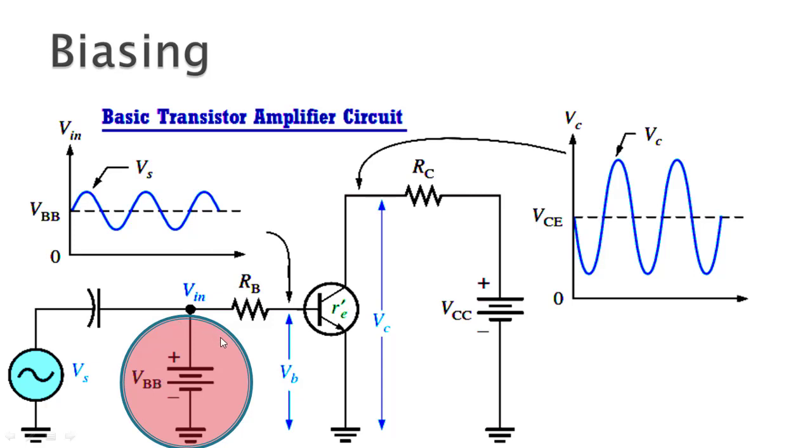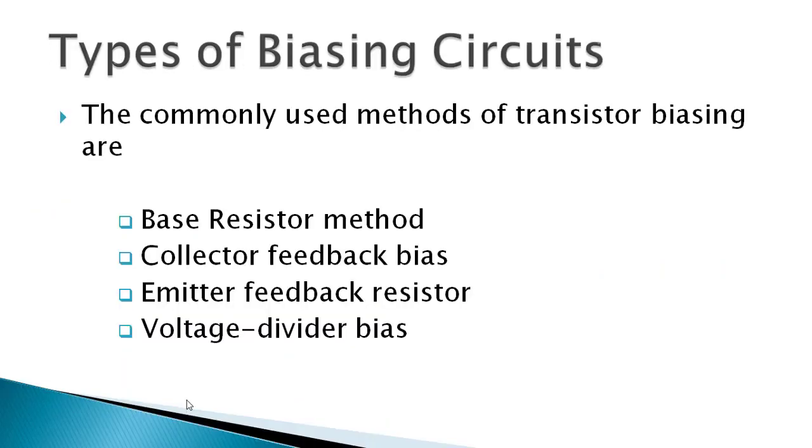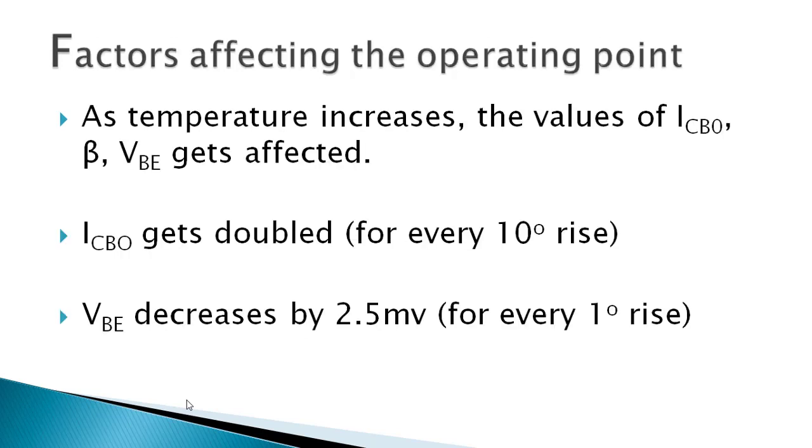So this round portion, which is marked in red color, is called the biasing element. This biasing element is used for the transistor for faithful amplification. The commonly used transistor biasing methods are four different methods: base resistor method, collector feedback method, emitter feedback method, and voltage divider bias. Before going to the four methods, we should know the stabilization and the factors affecting the operating point.